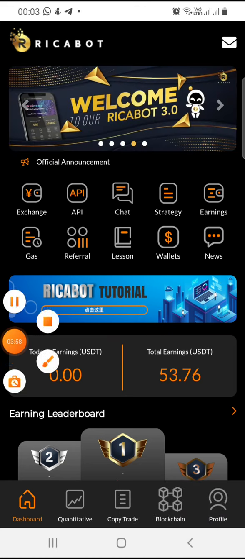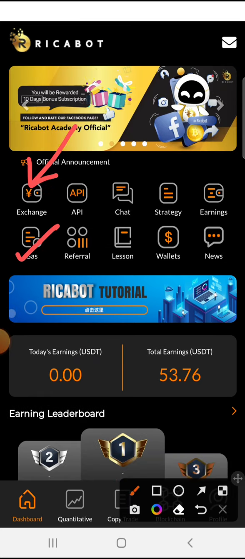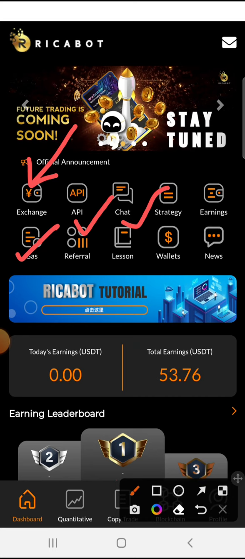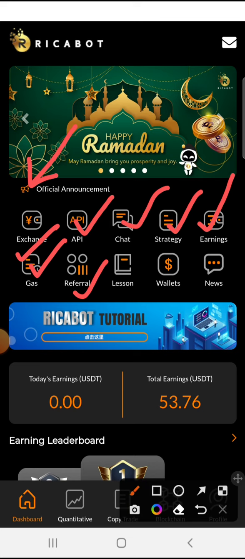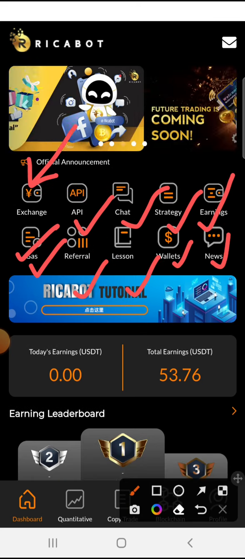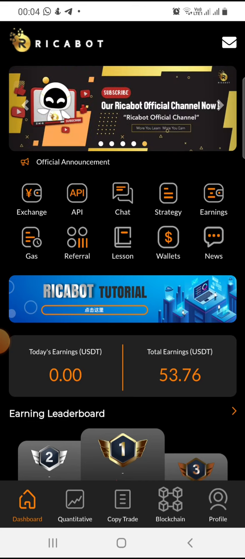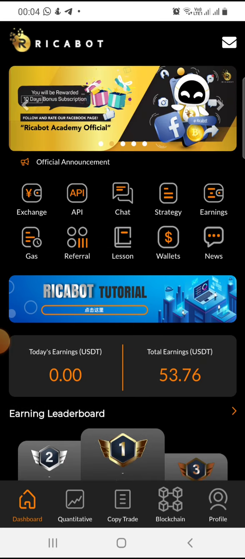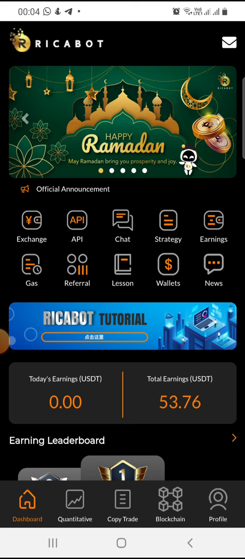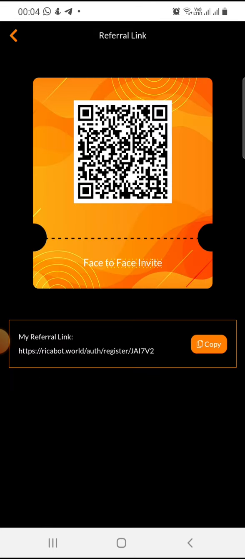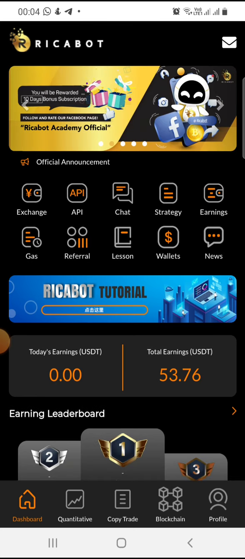Okay, now here the menu begins. Exchange, API binding, chat, strategy. Here you can get your trading strategy. Here you can get your earnings, gas, referral, lessons, wallets, and news. In all this menu, you can go there and get all details. If you want to know anything, you can go here to the lessons. Everything you want to know will be there. And how to make your referral, you can go to the referral link here and get your referral link. Company news and the wallet are here.